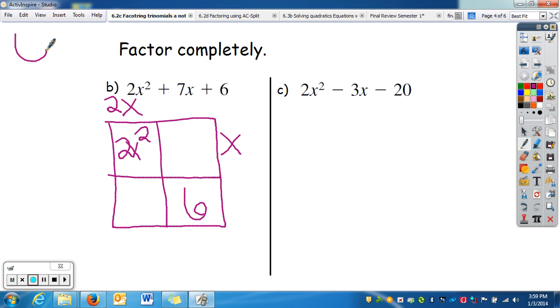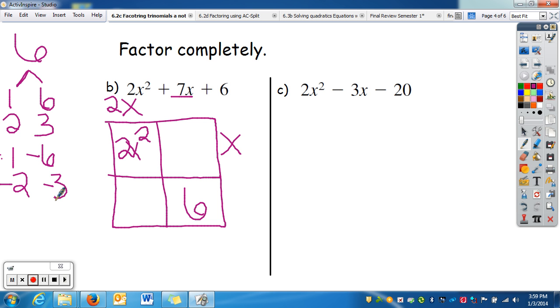So then I need to find factors of 6 that add up to 7x, which is 1 and 6, 2 and 3. I do not have to worry about the negatives because I have 7x and I know it's positive, but negative 1 and negative 6 is also a pair, and negative 2 and negative 3 is also a pair. So I'm going to try 1 here, and I'm going to try 6 here.